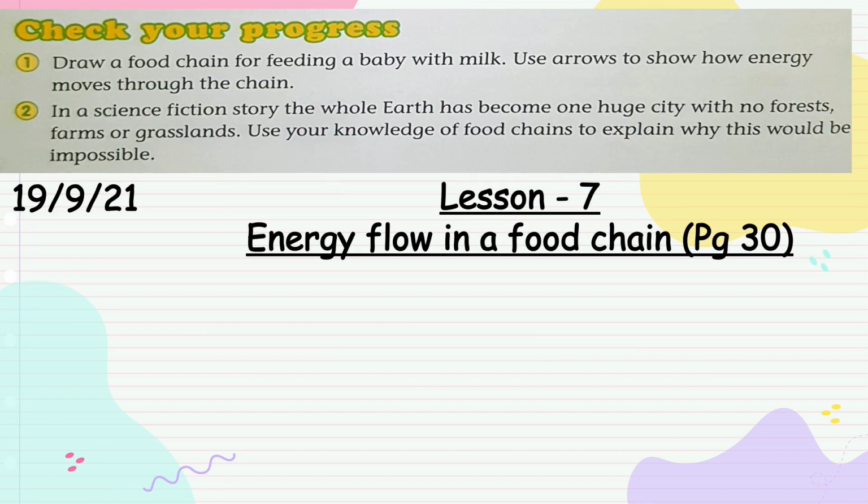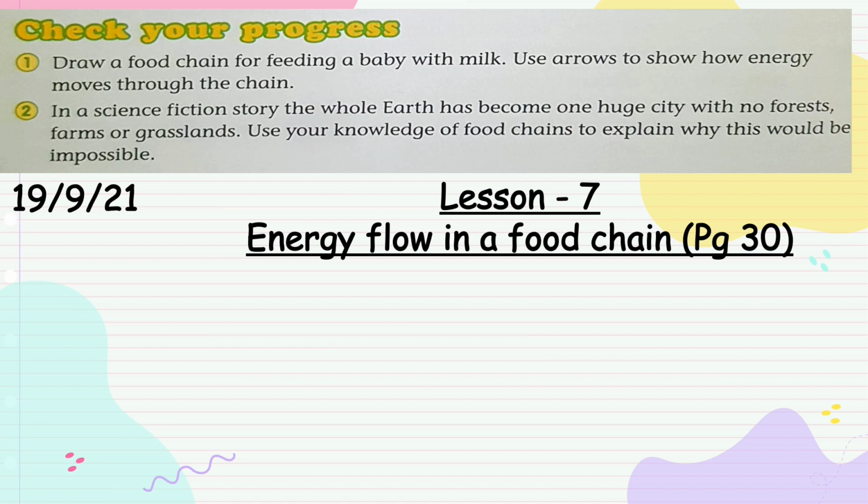Open your notebook, write the date, write the lesson number, the name and the page number. Now first question, they have asked you to draw a food chain for feeding a baby with milk. You can draw the food chain. So how will you start? You'll have to start from the sun, there is grass, and from the grass, what eats the grass? There will be a cow, and from the cow, the milk will come, and the milk will go to the baby. So you can draw this food chain showing how the energy moves.